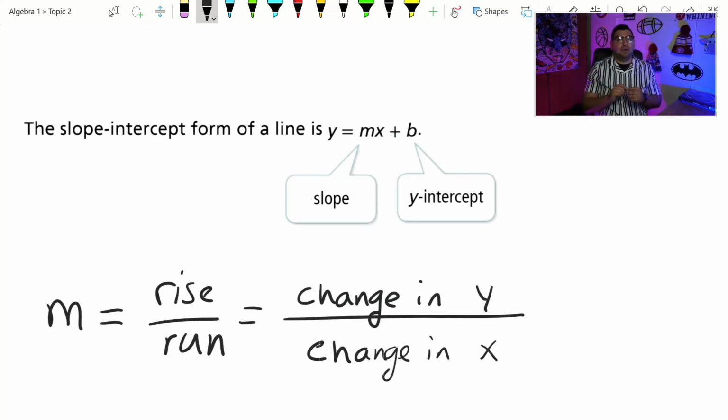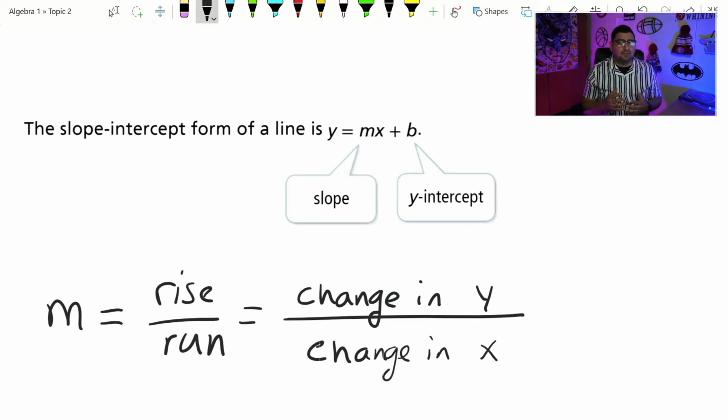Positive numbers will climb from the left to the right, whereas negative slopes will decrease from the left to the right. Okay, so we'll either see a line going upwards if it's a positive slope, or we'll see a line going downwards if it's a negative slope. So we're going to use the slope, and the other thing that the form involves is the y-intercept.